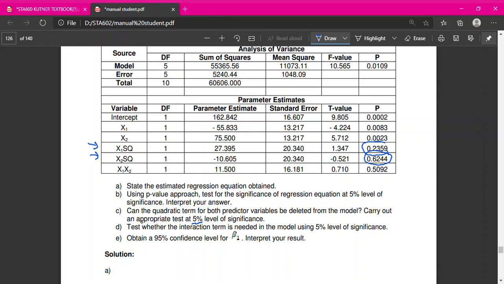So, last sekali pula dia tanya, test whether the interaction term is needed in the model. Maksudnya sama jugalah soalannya, nak delete ke nak remain interaction term. So, maksudnya kena test untuk yang ni pula, test yang bawah ni. Macam tadi juga individual t-test. Soalan last, obtain the 95% confidence interval untuk beta 1. Untuk beta 1 maksudnya the confidence interval untuk variable x1.